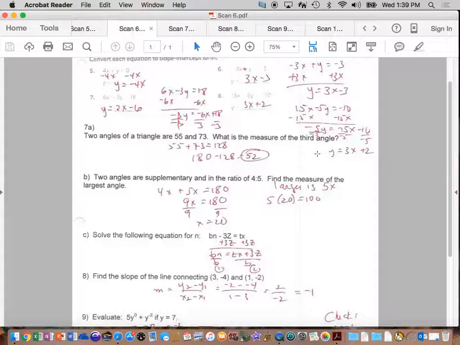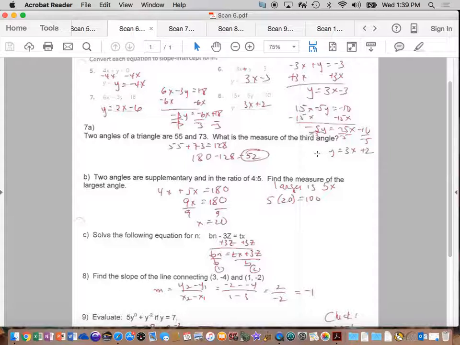I call your attention to letter C in number 7. During another class, they looked at that and they said, what the heck? They thought it was like an impossible question. This is one of those literal equations where you just solve for the variable. And all it means when it says solve for n is get n by itself.